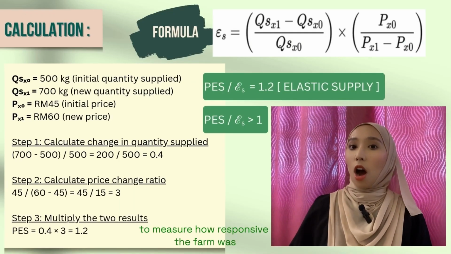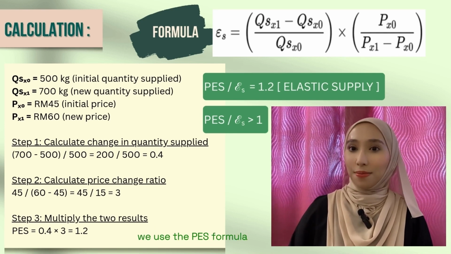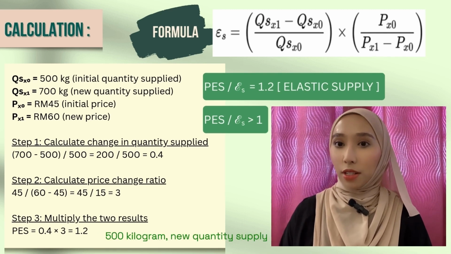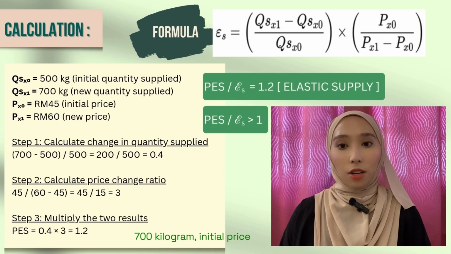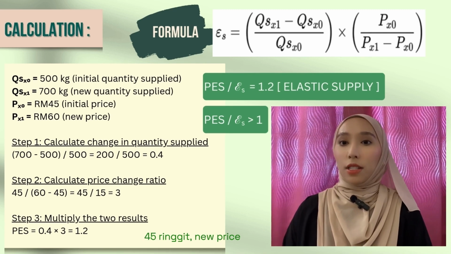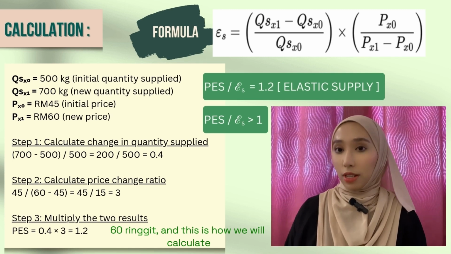To measure how responsive the farm was, we use the PES formula. We start with initial quantity supplied, 500 kilograms. New quantity supplied, 700 kilograms. Initial price, 45 ringgit. New price, 60 ringgit. And this is how we will calculate.